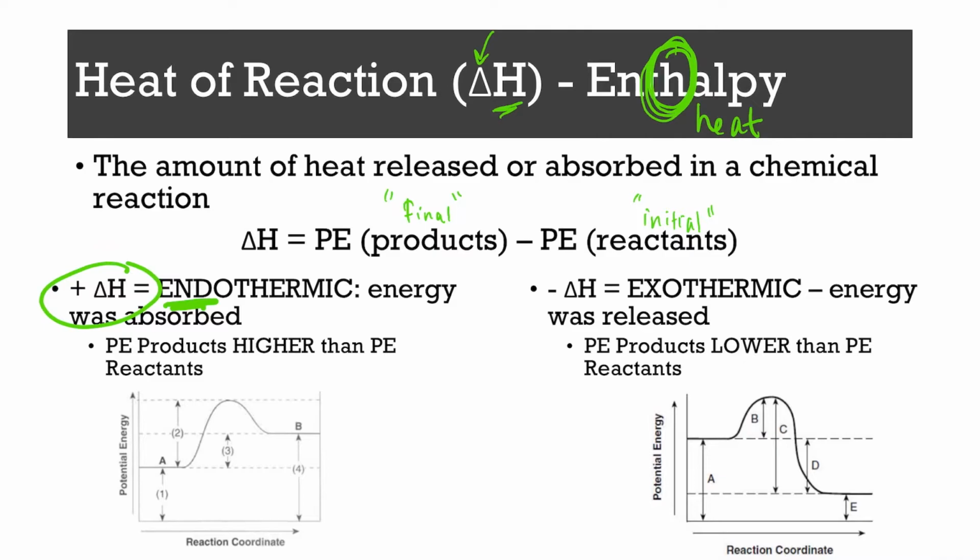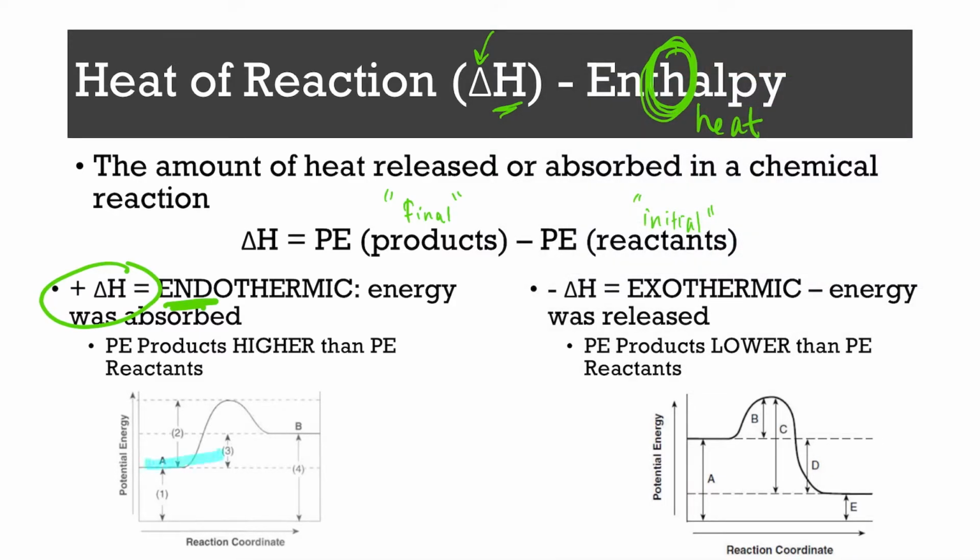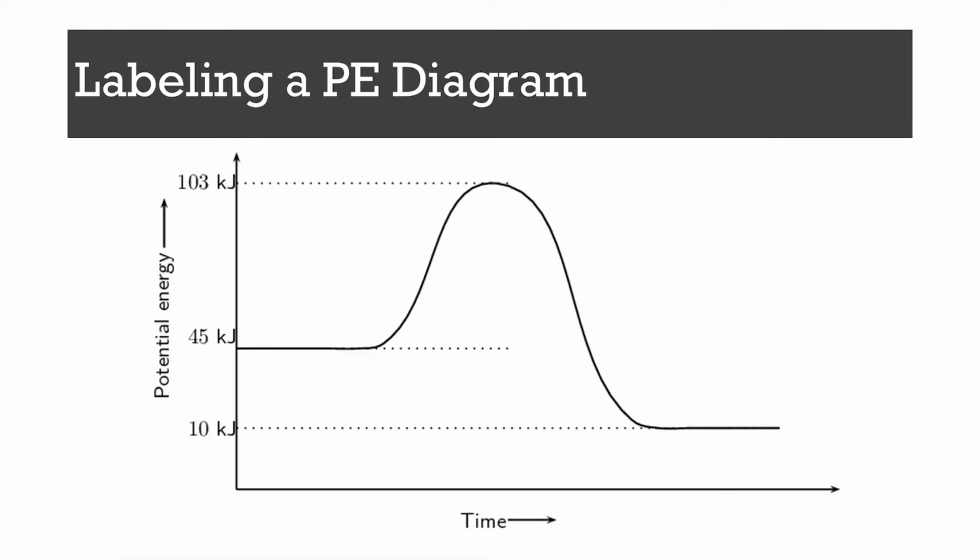So your products, where you're ending, is lower than your reactants or where you start. So delta H, again, is that difference between our products and our reactants. And so it's this middle section in between, where you start and where you end. So again, if you are ending higher than where you start, that's endothermic. If you end lower than where you start, that is exothermic. And so this difference in between these two values, that is your delta H.